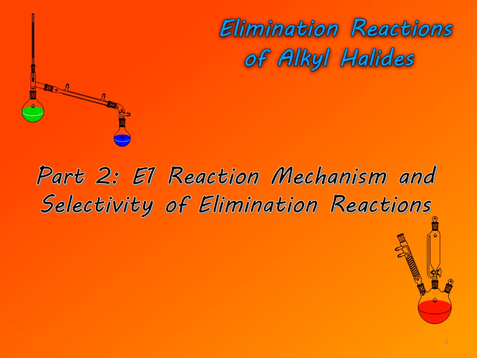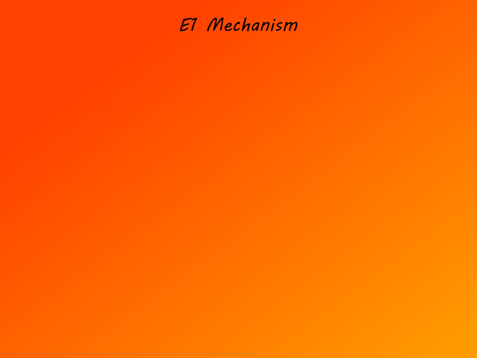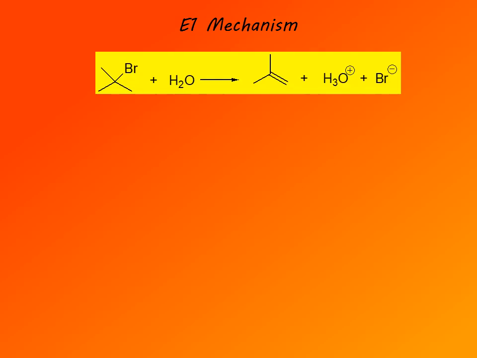In this video, we'll have a look at the E1 reaction mechanism and the regio- and stereoselectivity of elimination reactions. Elimination that proceeds through an E1 mechanism is unimolecular elimination. And here is one example: elimination of hydrogen bromide from tertiary butyl bromide in water as a solvent and a base.